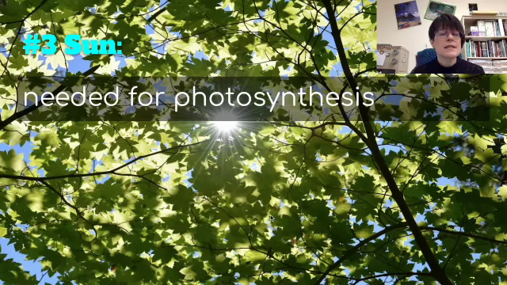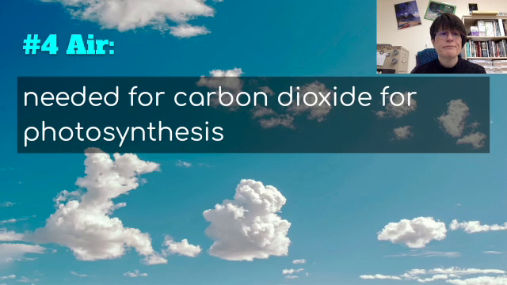Number 3 is the sun, because it's needed for photosynthesis. It's needed for the plants to make food and oxygen for the rest of the biosphere. Number 4 is air. It's needed for carbon dioxide for photosynthesis for the plants, because remember, carbon dioxide and water go in and glucose and oxygen come out.